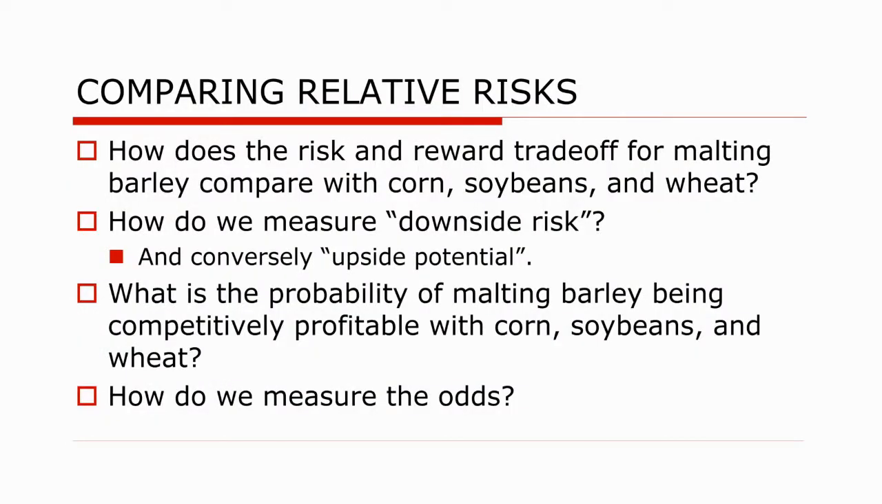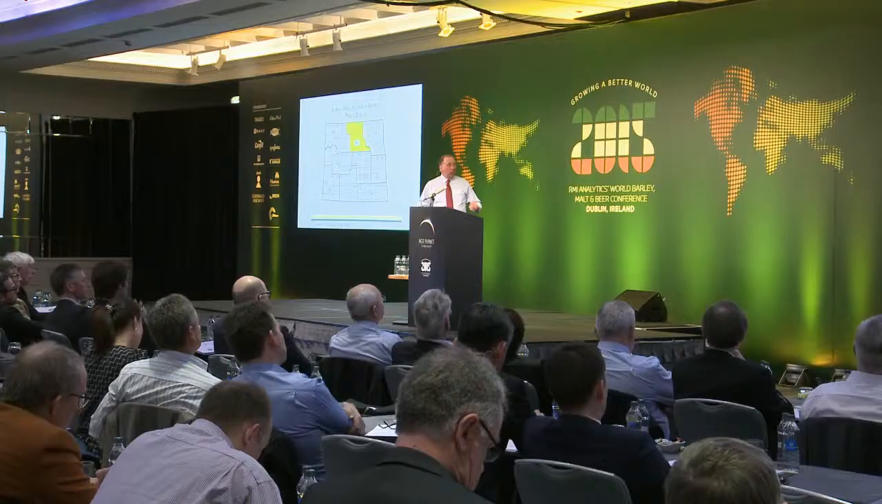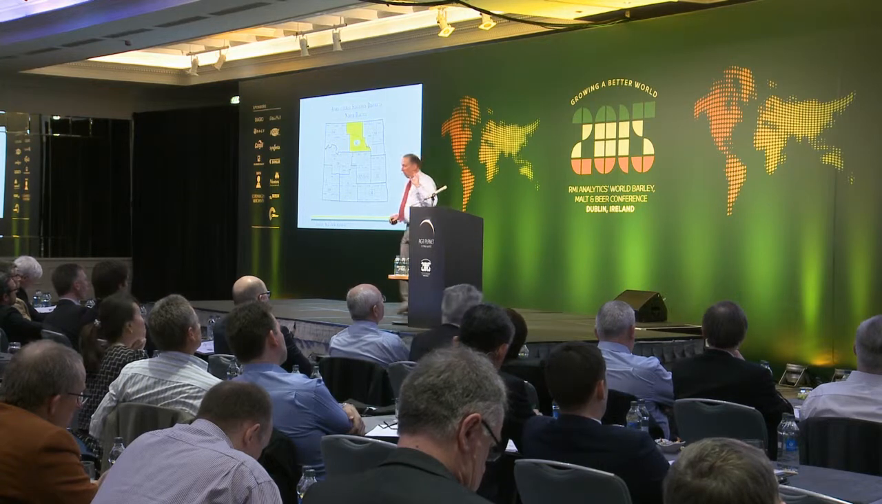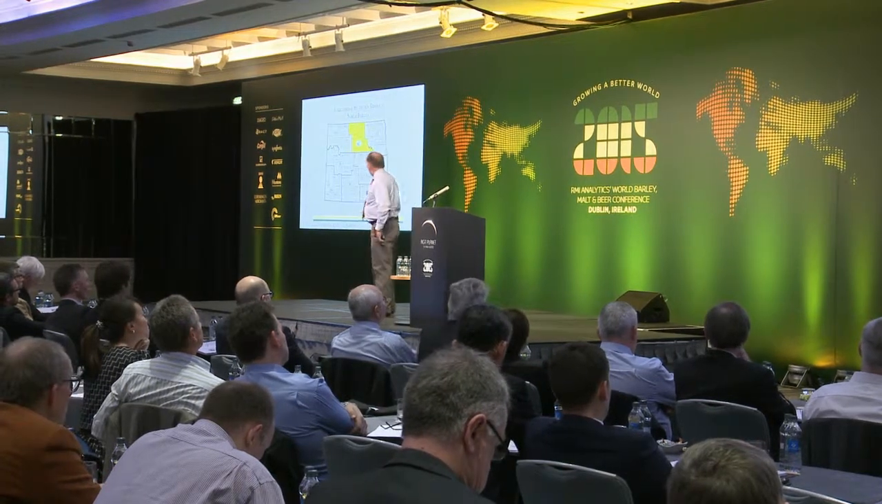So how do we compare the relative risks? There's a risk and reward trade-off. How do we measure that? What the growers call downside risk, but also to look at upside potential. How does that factor into the equation? What's my downside? What's my upside? North central North Dakota is up along the Canadian border. This is an area where we watch soybeans take over quite a bit. Corn to a lesser degree, but certainly enough. But the grower question: why should I grow malting barley?